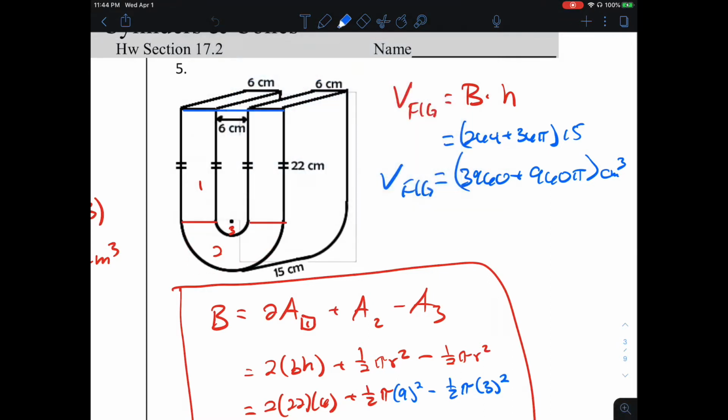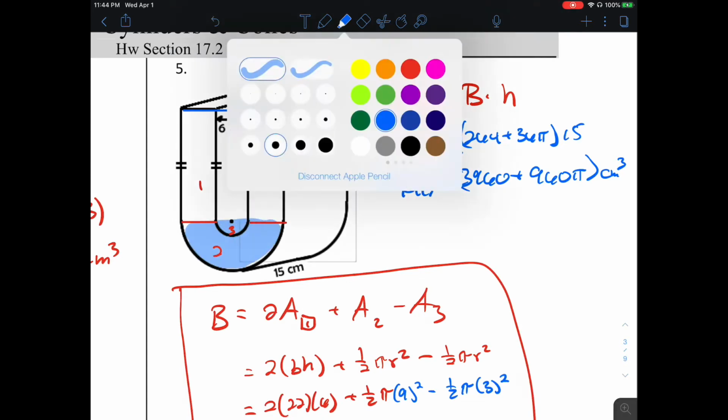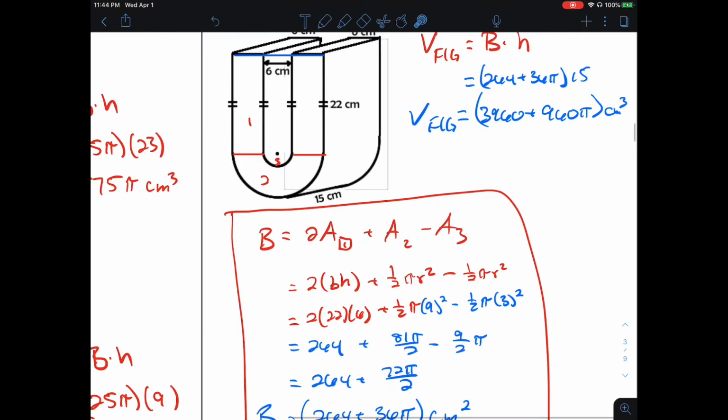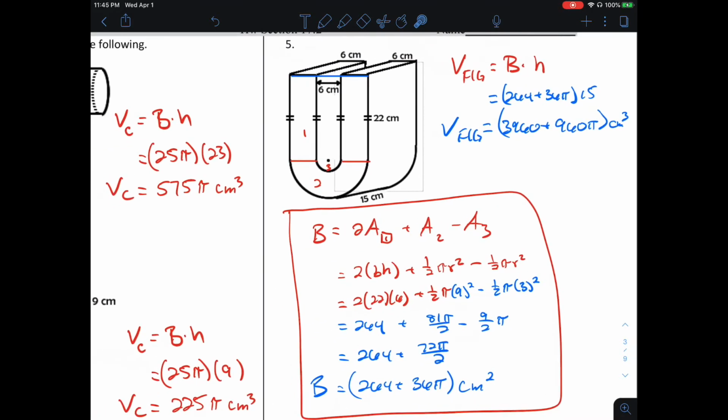If we were to find all this area, we found too much because this part of the semicircle is missing. So we're going to take 2 times the area of these rectangles, because there's 2 of them, plus the area of this semicircle minus the area of this tiny semicircle. Area of a rectangle is base times height. Our base and height, as mentioned, are 22 and 6. So the area of this rectangle is 264.